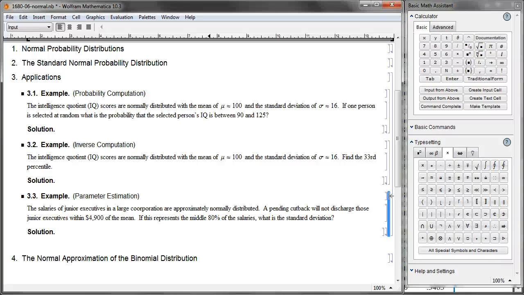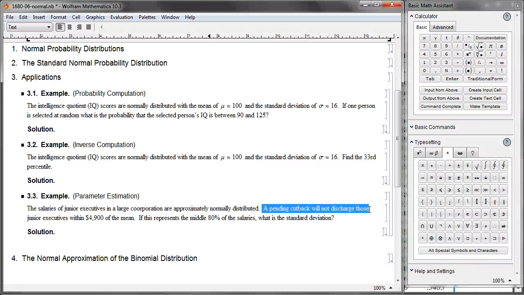estimation. The salaries of junior executives in a large corporation are approximately normally distributed. A pending cutback will not discharge those junior executives within $4,900 of the mean. If this represents the middle 80% of the salaries, what is the standard deviation? Information about getting discharged and things like those are not that important.